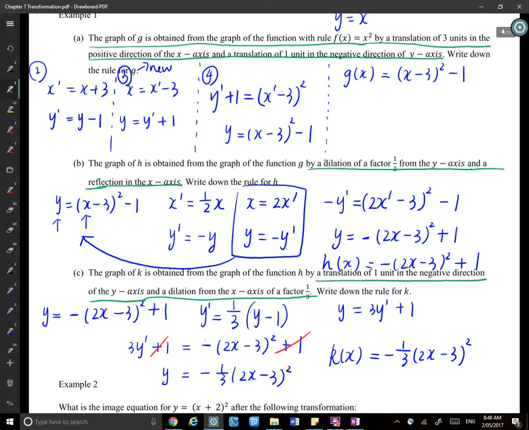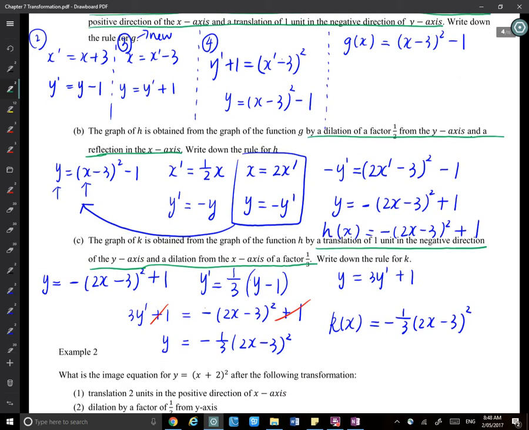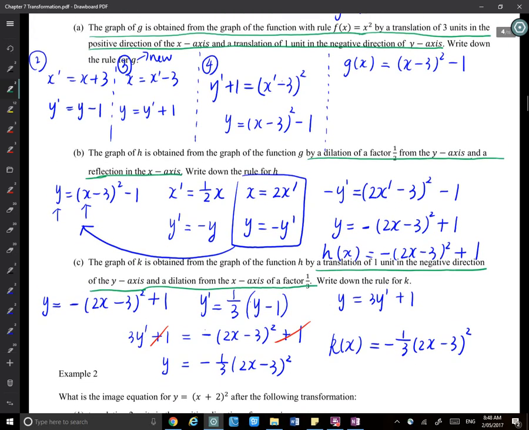Okay, we should have the same answer as kx, because whether it happens at the same time or takes several steps to happen will give you the same result. So let's have a look at what I can do to this.